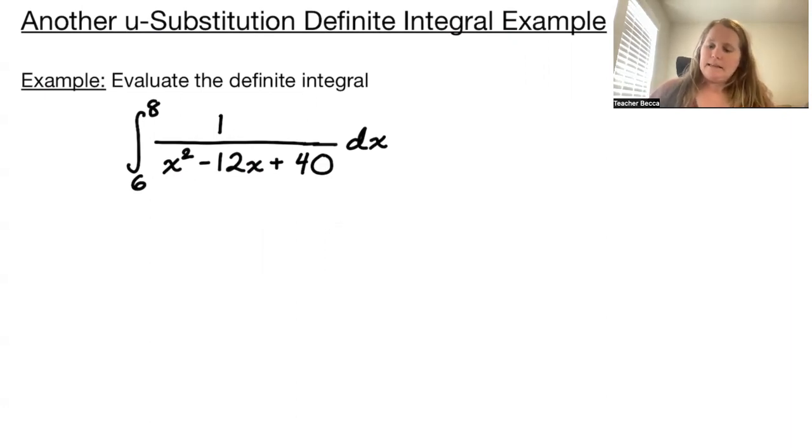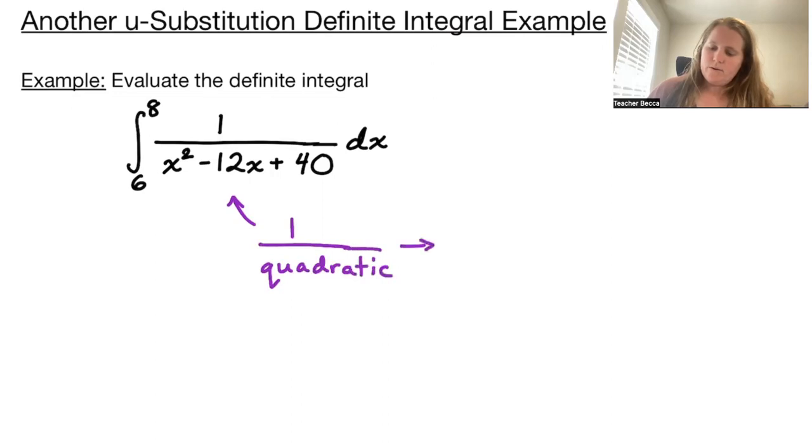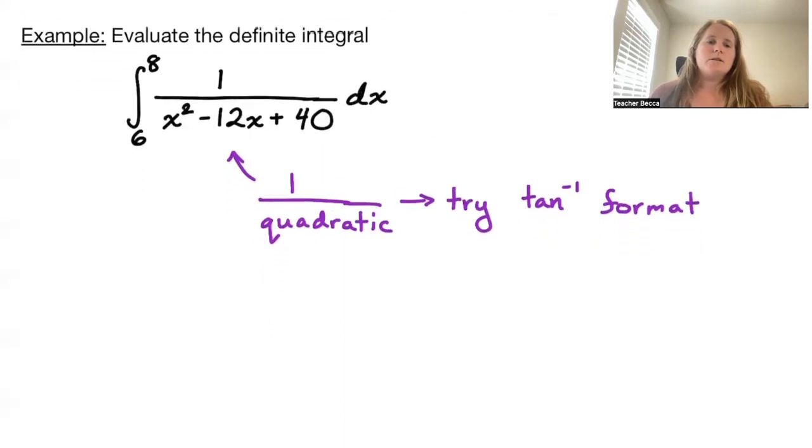So in this case, when we have 1 over a quadratic, that lends itself to a tan inverse. 1 over a quadratic means we should try a tan inverse format, which means we need to complete the square.